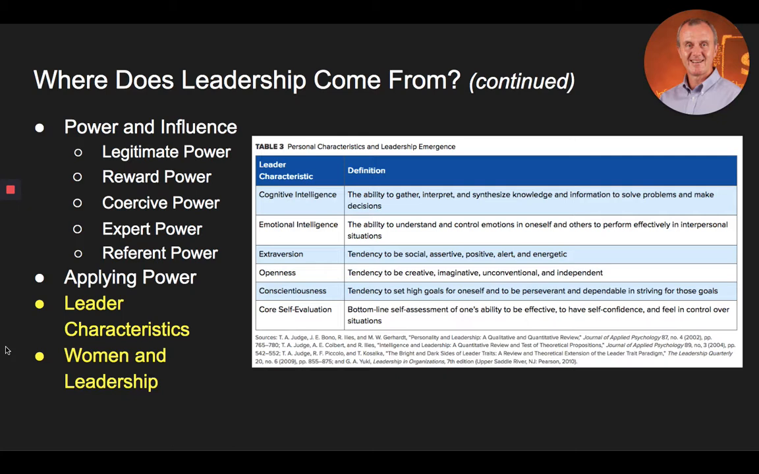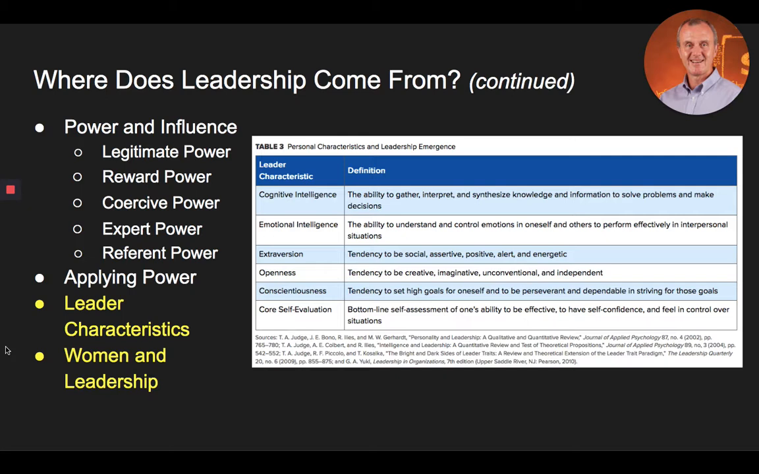Conscientiousness, another leader characteristic, is the tendency to set high goals for oneself and to be perseverant and dependable in striving for those goals. Finally, core self-evaluation. This is defined as bottom line self-assessment of one's ability to be effective, to have self-confidence, and to feel in control over situations.